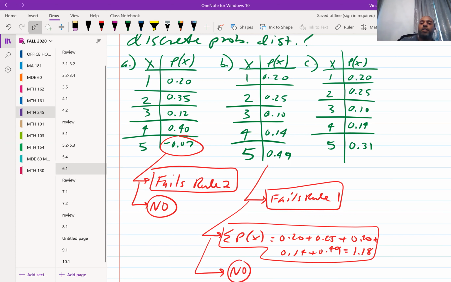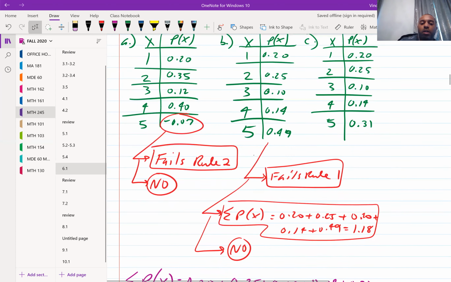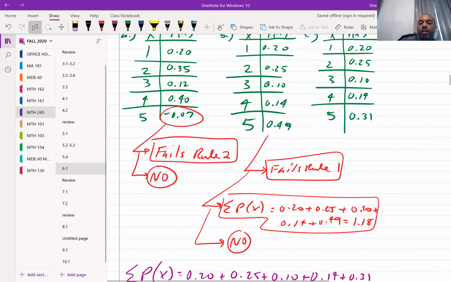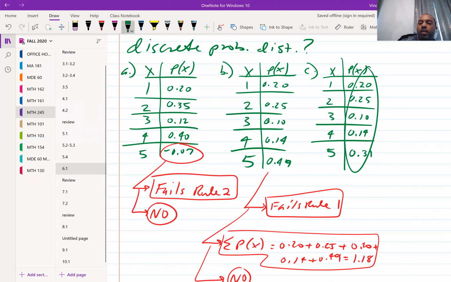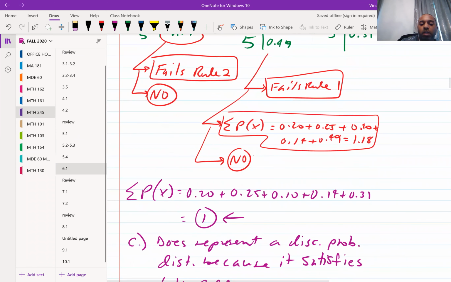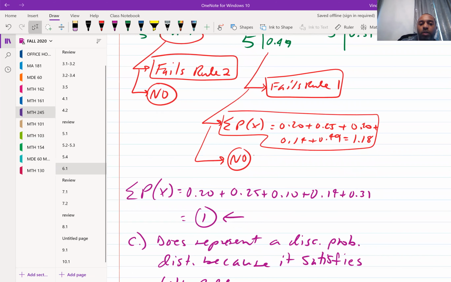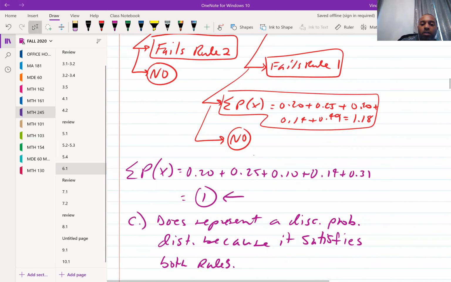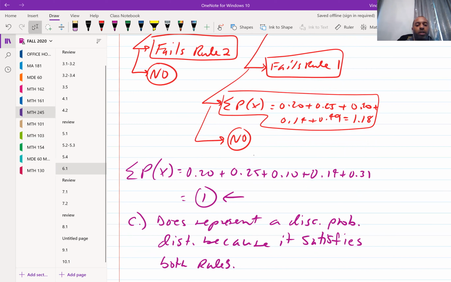All right, so looking at C, it passes. When you look at it, initially you see that each one of them is in between 0 and 1, so it passes rule 2. And then if you add them up, they end up equaling 1 itself. So it does represent a discrete probability distribution because it satisfies both rules.